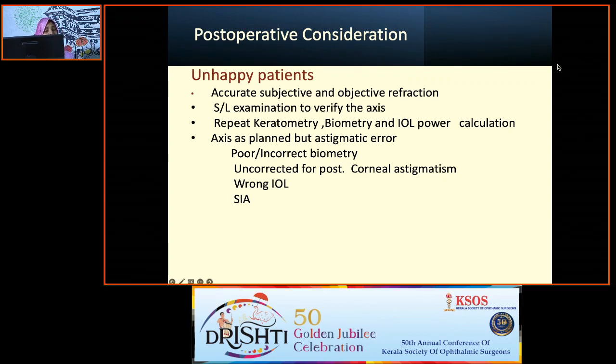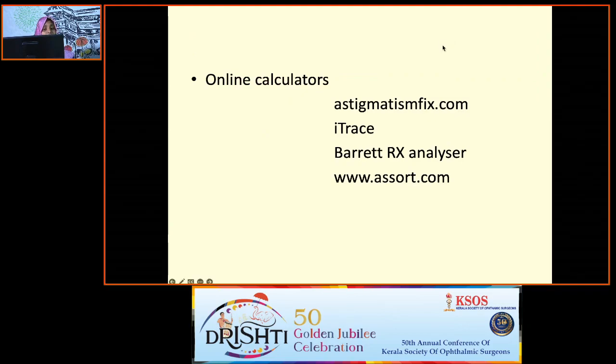Then if the axis is as planned, but astigmatism is there, it may be due to poor or incorrect biometry, or uncorrected posterior corneal astigmatism, or it may be due to a wrong IOL, or surgically induced astigmatism. There are online calculators available like astigmatismfix.com, iTrace, Barrett Toric Calculator, or assort.com.